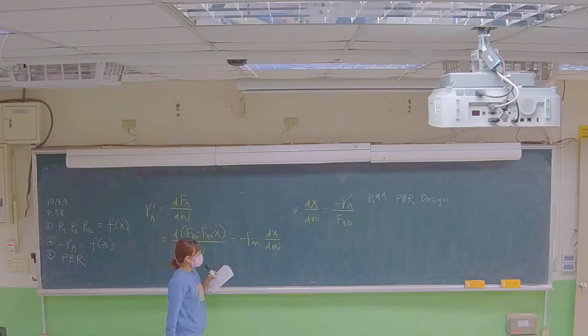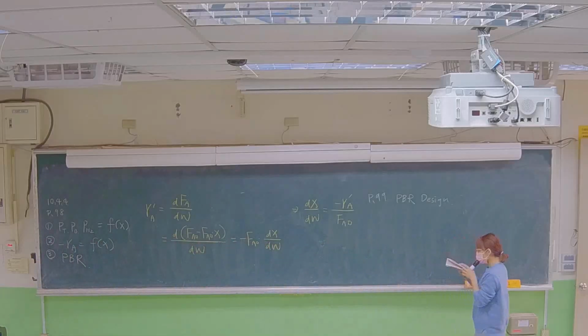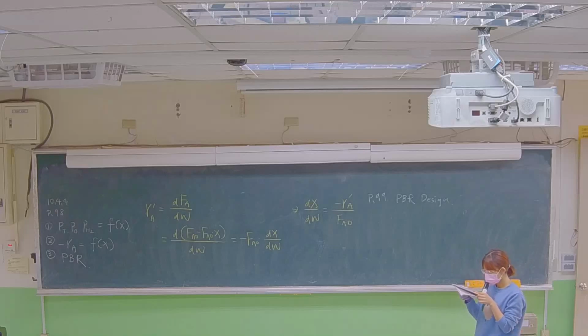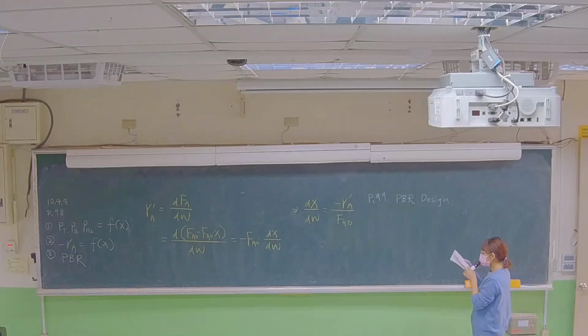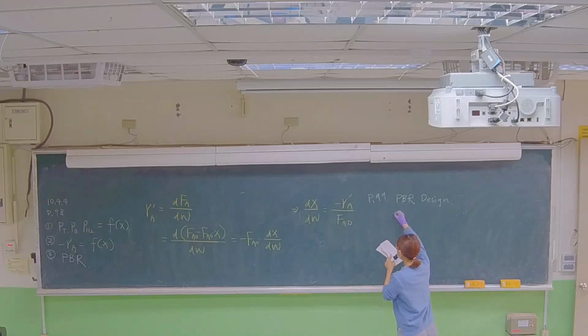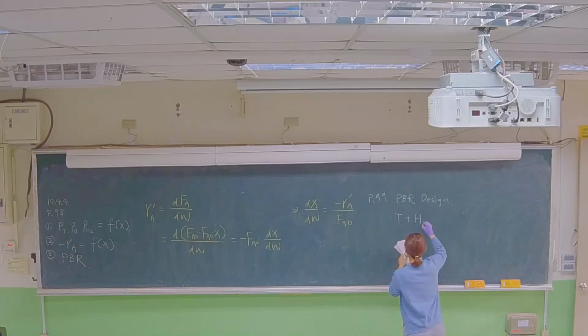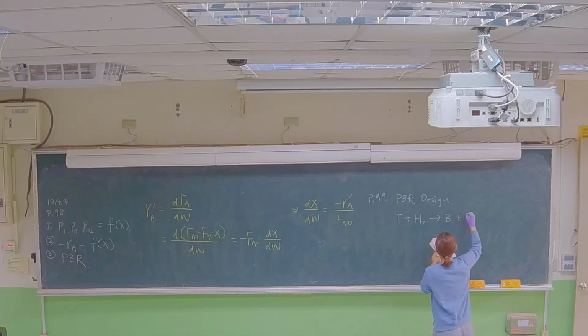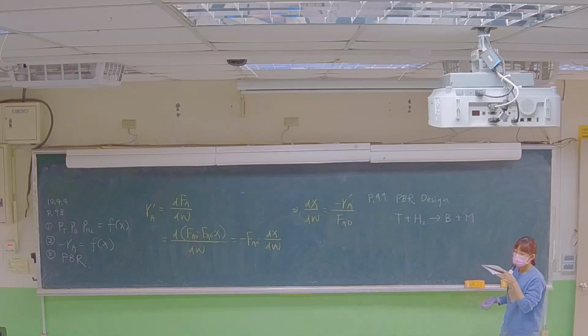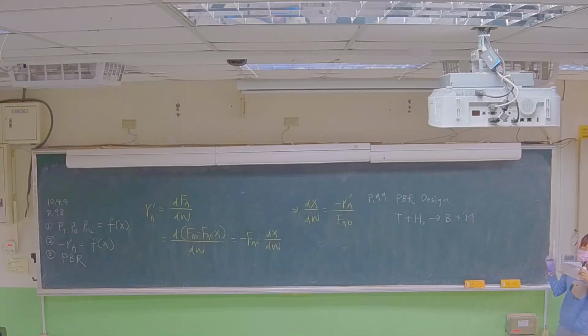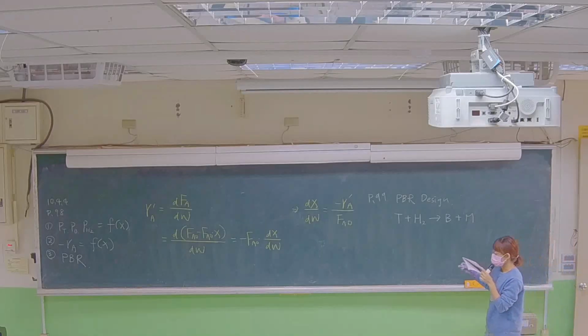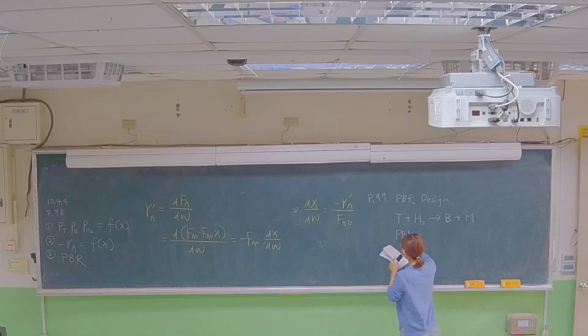Okay, so please read the problem with me, okay? There is a hydrogenation of toluene. So actually this reaction is the same as we talked about. So the reaction toluene and the hydrogen becomes benzene and methane, okay? So in this problem we talk about the same reaction. And this one is carried out in PBR. This is the first sentence.